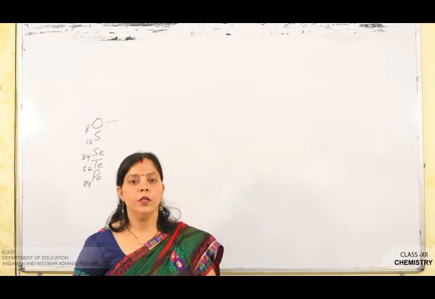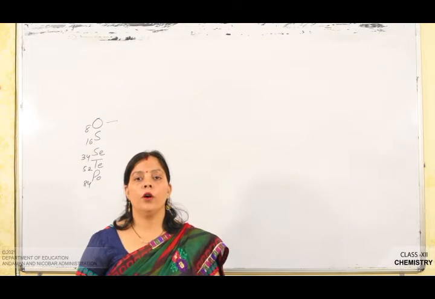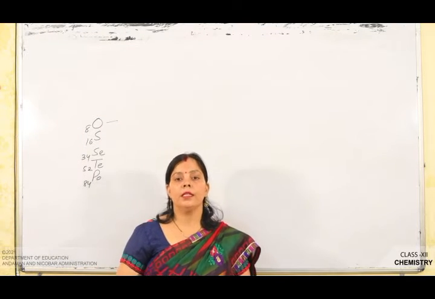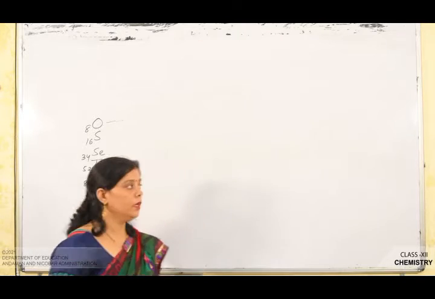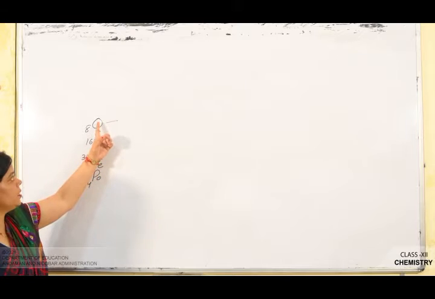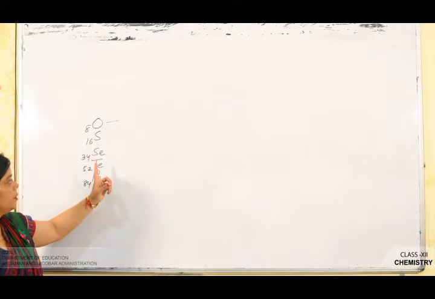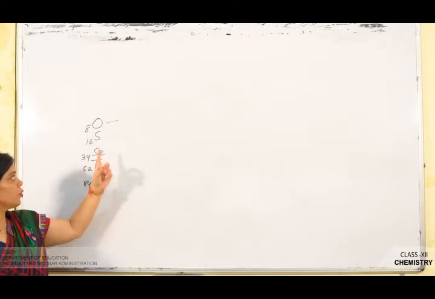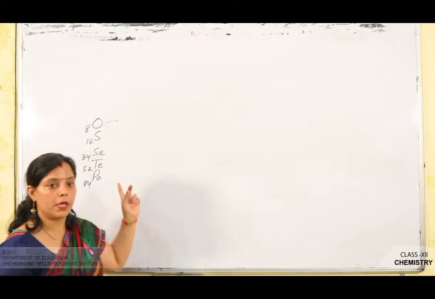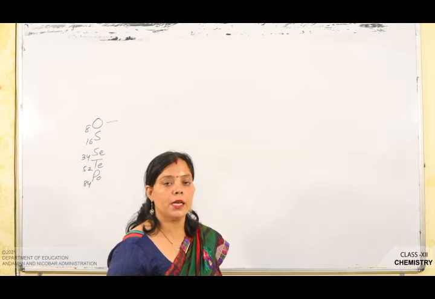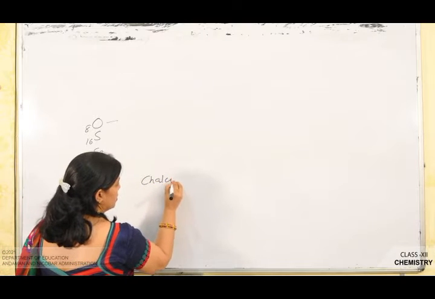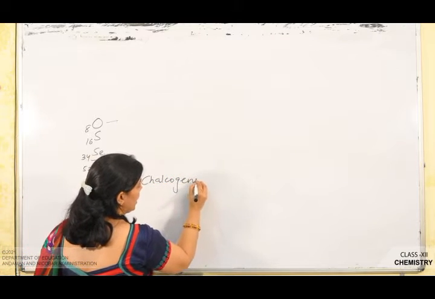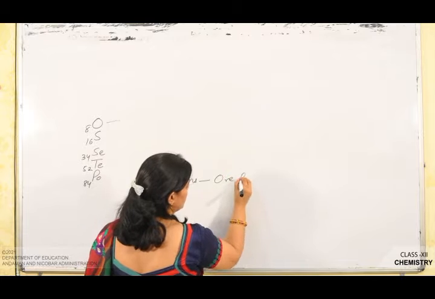Hello children. So let us start the next topic of the chapter P block elements, that is the group 16 elements. In group 16, it constitutes the elements oxygen, sulfur, selenium, tellurium and polonium. These elements are collectively known as the chalcogens, and this means ore forming elements.